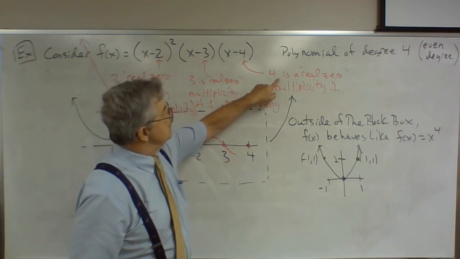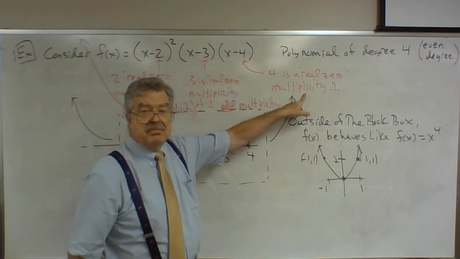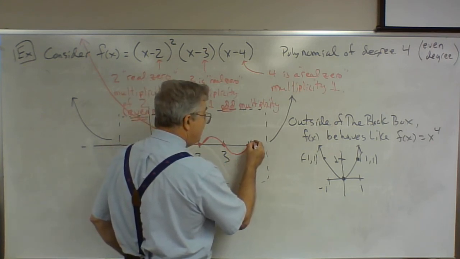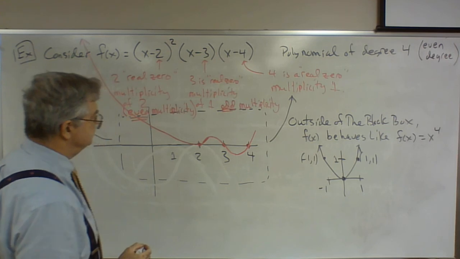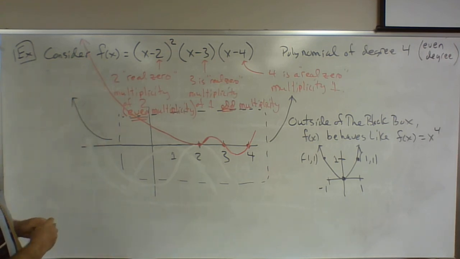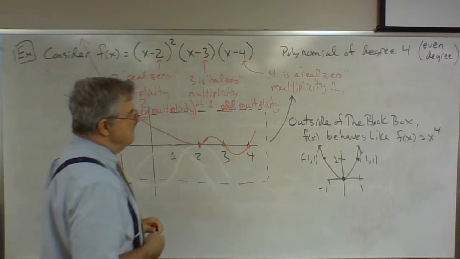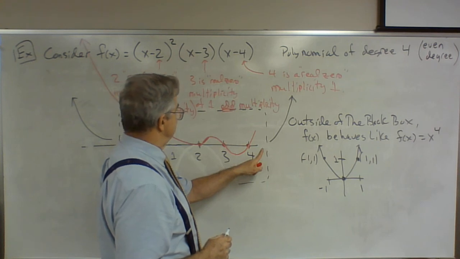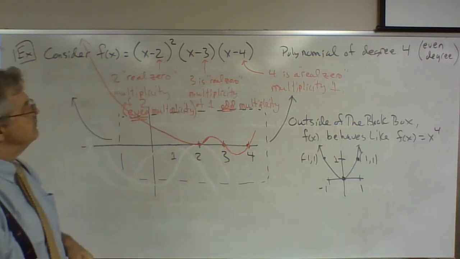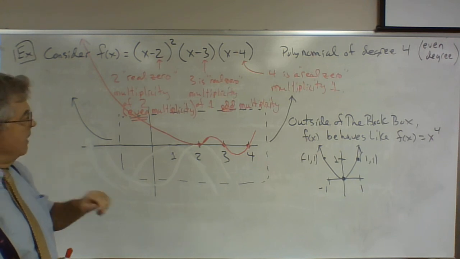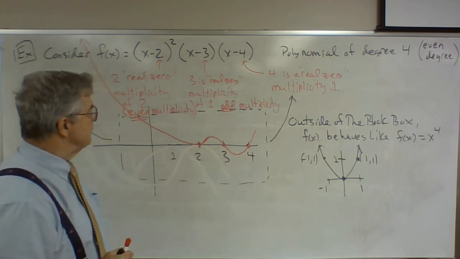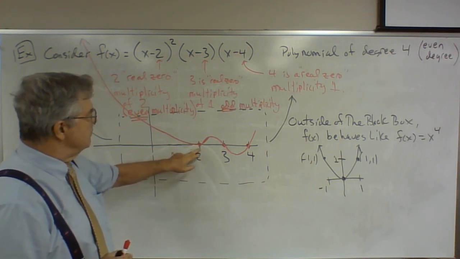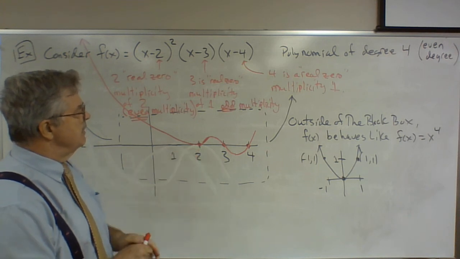We have a real zero at 4, and the multiplicity is 1. It's odd. So the graph has to turn around and cross the x-axis here. And there are no more x-intercepts, no more real zeros. And let's see, how many turning points do we have here? We have 2 turning points. And we don't have a turning point here because this is a root of multiplicity 0.